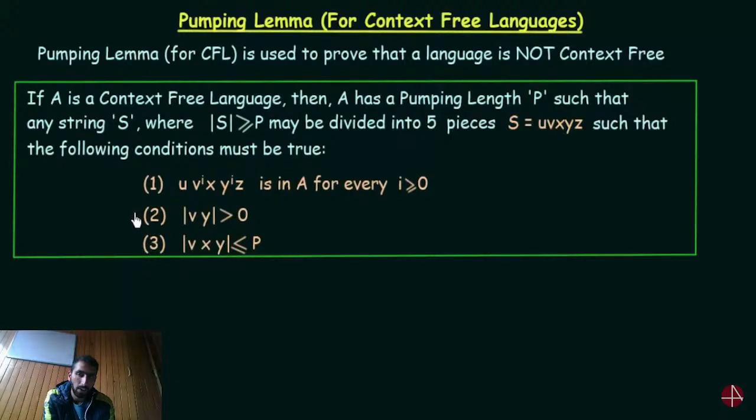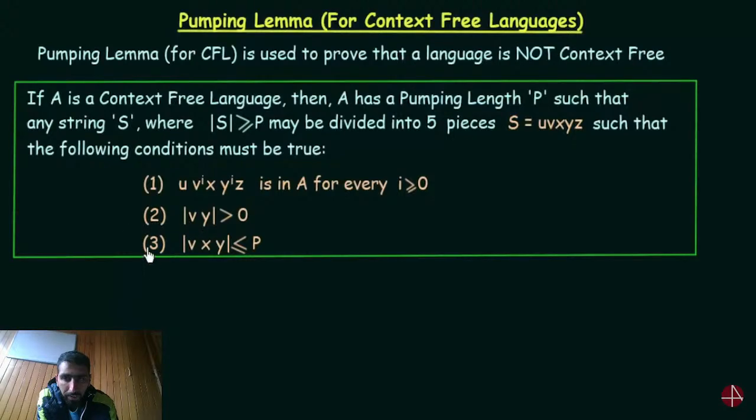And in the last example, if you remember, we were focusing on condition number 1 and we did not really check if conditions number 2 and 3 were true or not. But in this example, we will first make sure that conditions number 2 and 3 are true, and then we will check if condition number 1 is also true or not. If all these 3 are true, then we can say that the language is context free. And if any of them is not true, it says that the language is not context free.